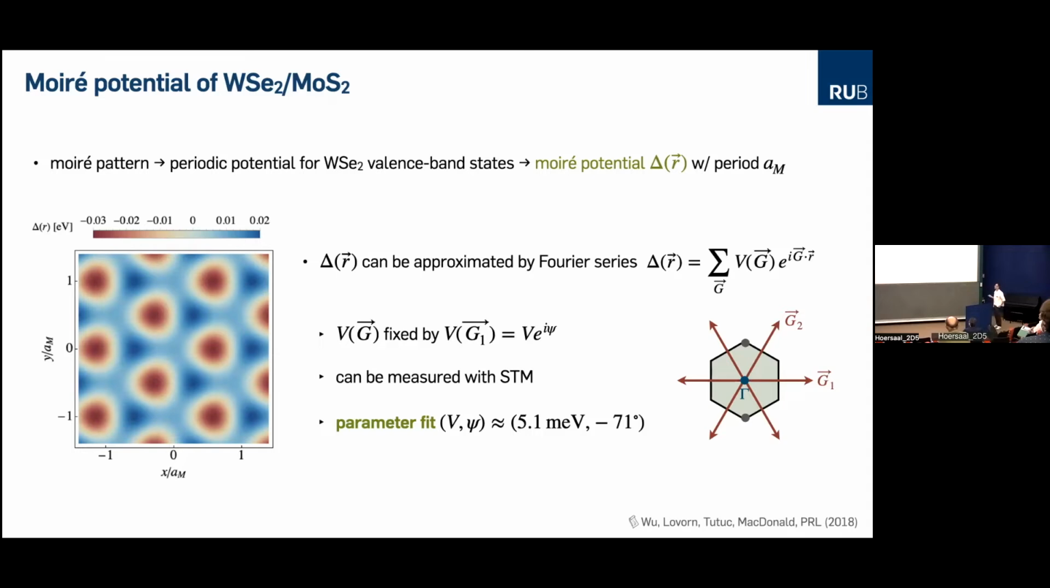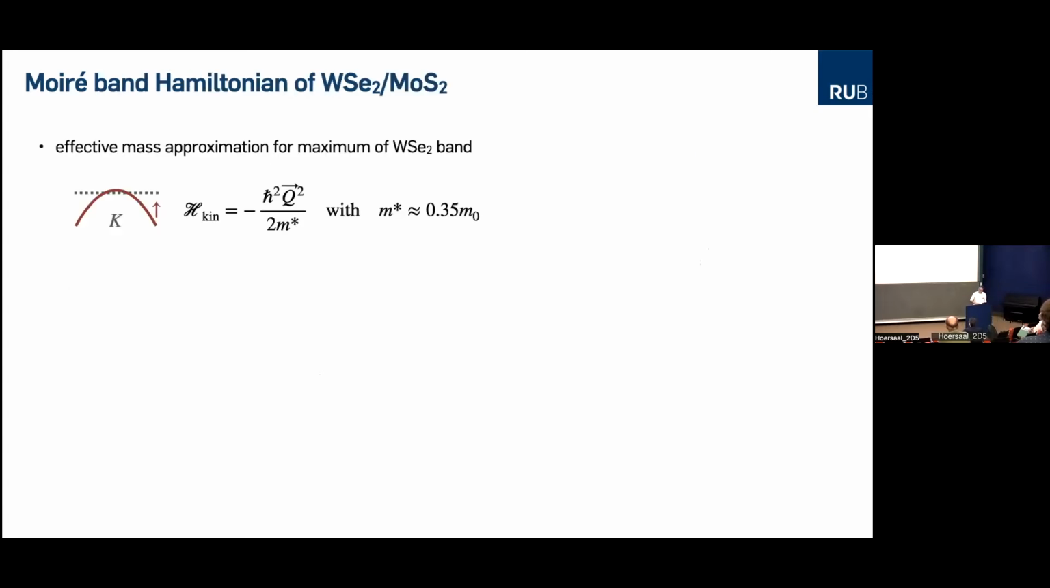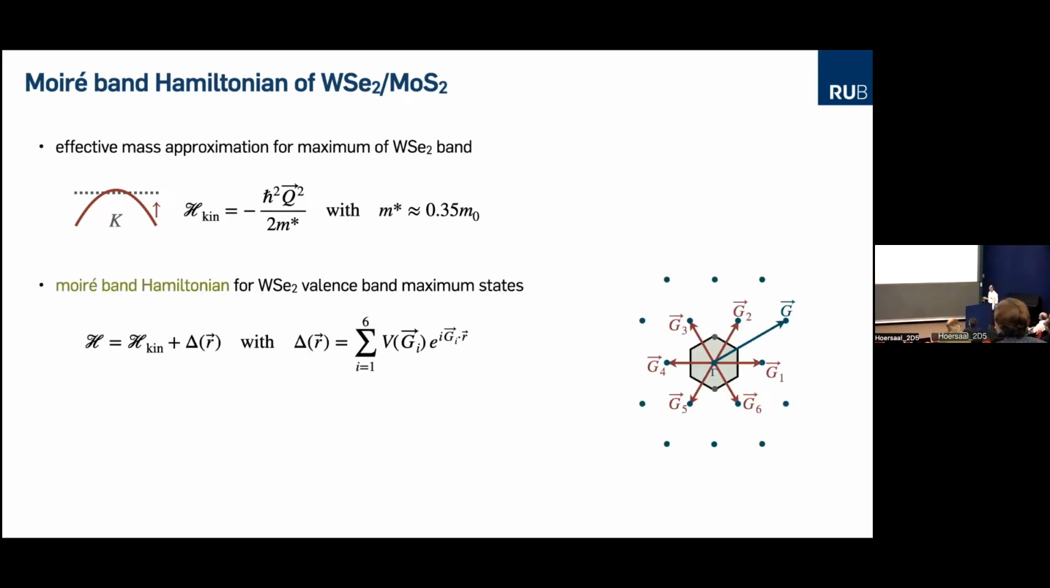There's a certain level of tuning that you can play around with by proximity to additional substrates and everything, but this is one example of how this can be realized. All right, so let's put together all the ingredients. We have said that we can make an effective mass approximation for the maximum of the valence bands of the tungsten diselenide. So we can approximate this by this standard kinetic term.